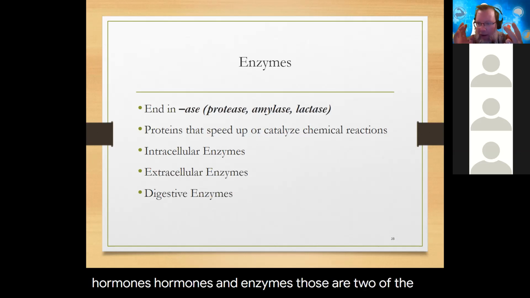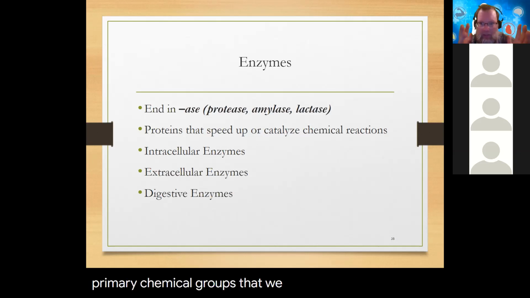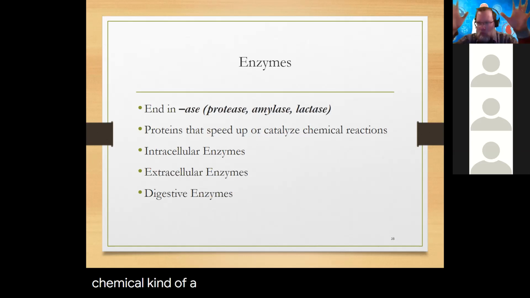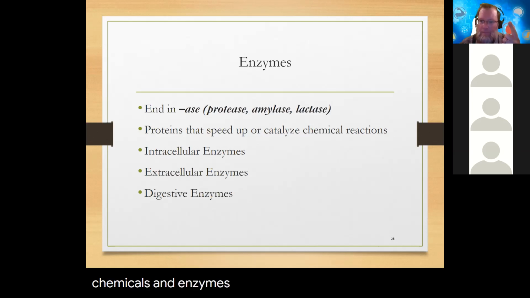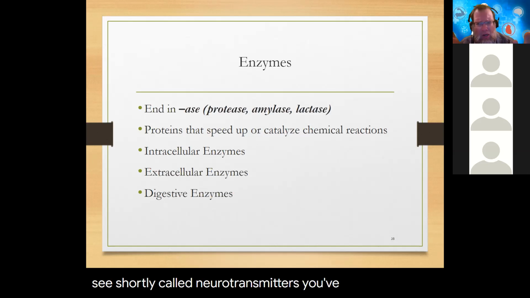Those are two of the primary chemical groups that we discuss throughout this semester, next semester, and in pharmacology and microbiology. You will discuss enzymes as a type of chemical, kind of an umbrella term for multiple types of chemicals. Enzymes. Hormones. There's another one we'll see shortly called neurotransmitters.